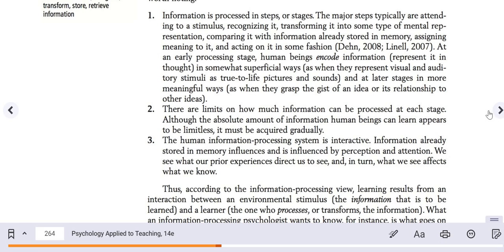Although the absolute amount of information human beings can learn appears to be limitless, it must be acquired gradually. The human information processing system is interactive. Information already stored in memory influences and is influenced by perception and attention. We see what our prior experiences direct us to see, and in turn, what we see affects what we know.